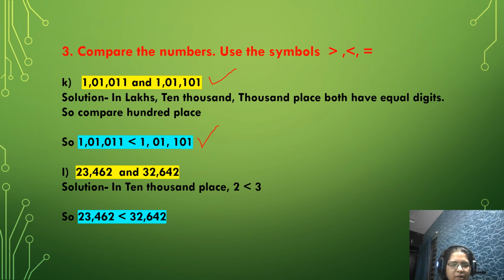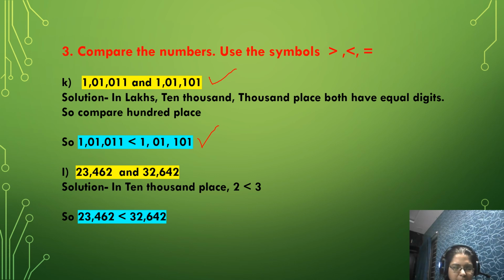In the lakhs, 10,000s and 1000s places, both have equal digits, that is 1, 0 and 1. So we compare the 100s place digit. In the first number the 100s place digit is 0, in the second number the 100s place digit is 1. We know 0 is less than 1. So we get 1,01,011 is less than 1,01,101.